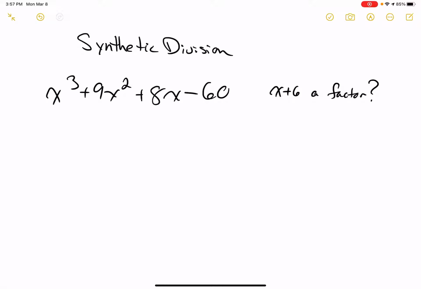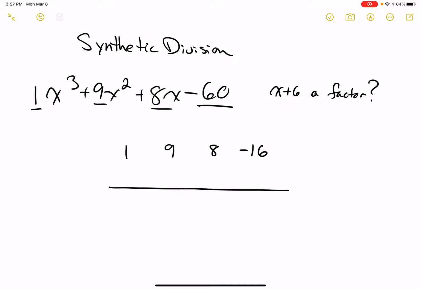So what we're going to do here is identify the coefficients that we have in our polynomial. We have a 1 here. So we have 1, 9, 8, and minus 60. So I'm going to write them like this, and I'm going to leave a line for numbers below that. I'm going to draw a solid line there, and I'm going to put a box over here.